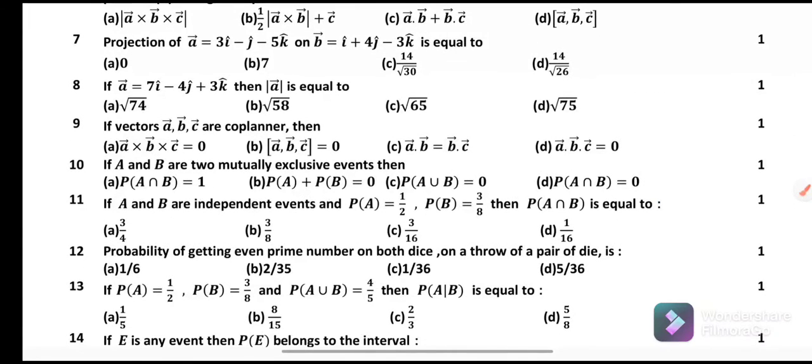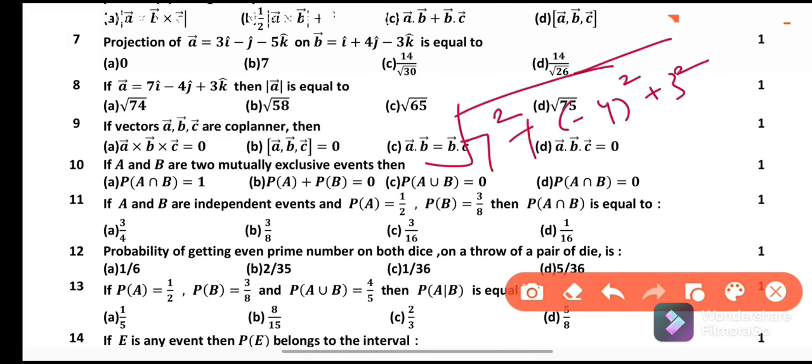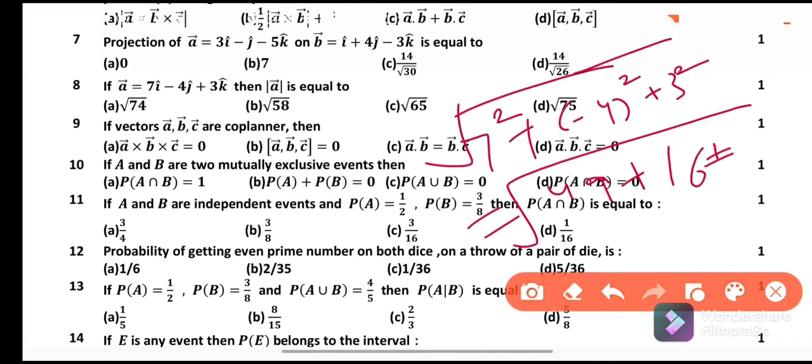Next question, very simple. If vector A is equal to 7 i cap minus 4 j cap plus 3 k cap, then the magnitude of A is equal to root of 7 square plus minus 4 square plus 3 square, 49 plus 16 plus 9, which is equal to root 74. So the answer is option A.